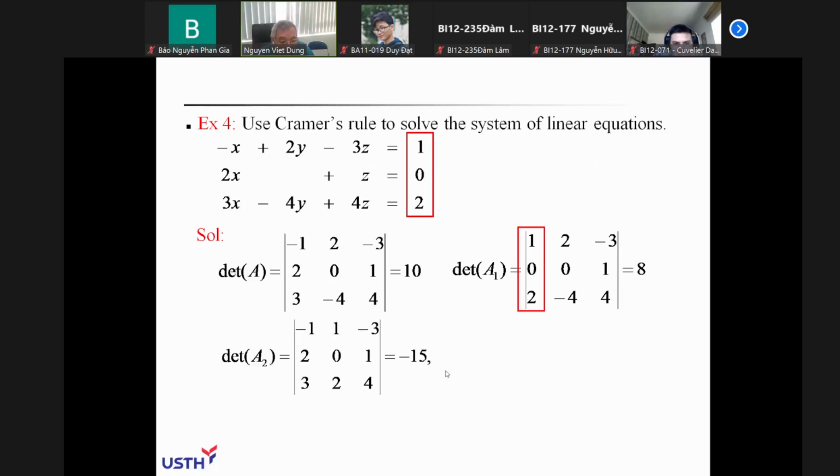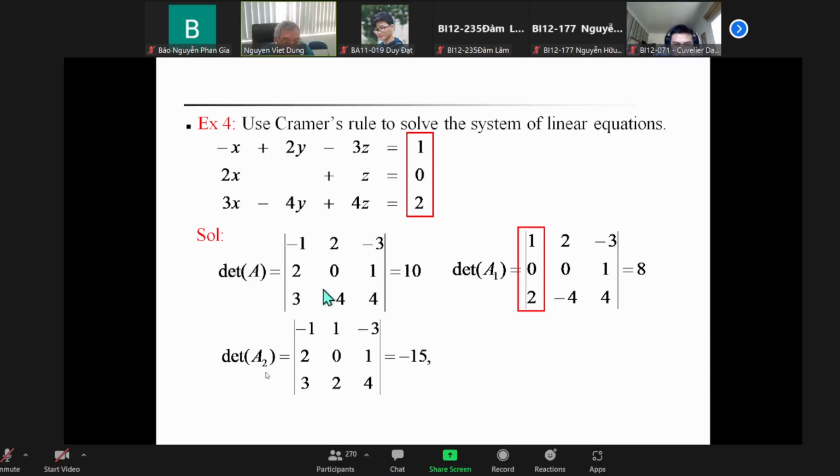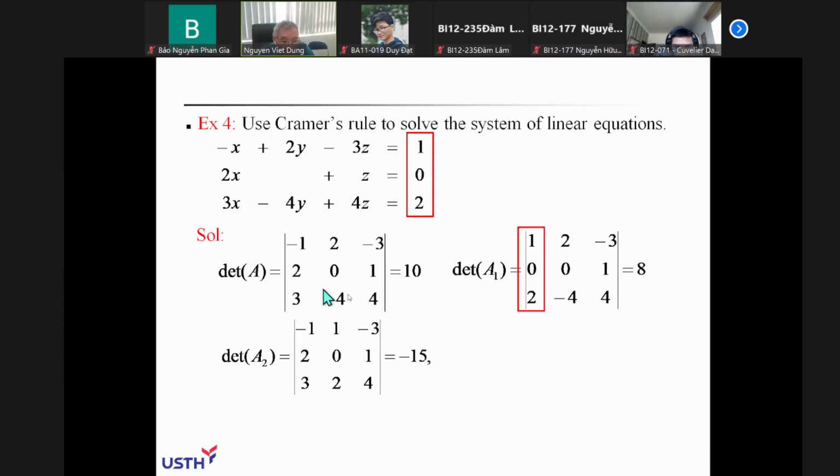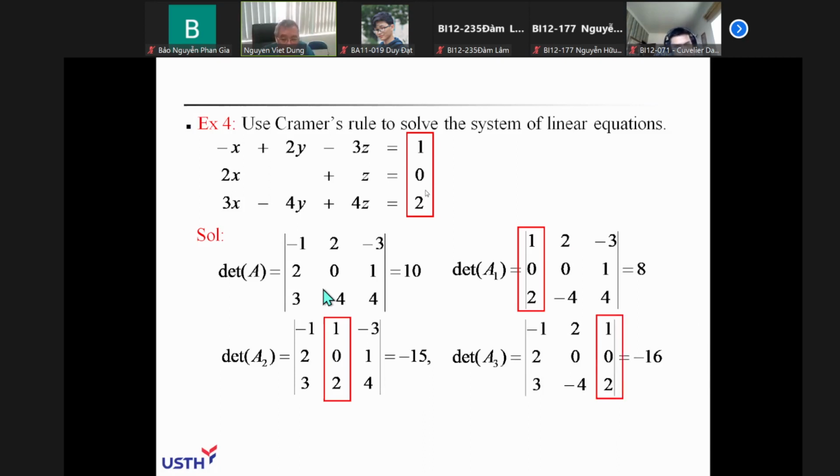Now for A2. A2 is obtained from A by replacing the second column by the right hand side column. And it has determinant minus 15. And the last one, A3 is obtained from A by replacing the last column by the column of right hand side. And it has a determinant minus 16.